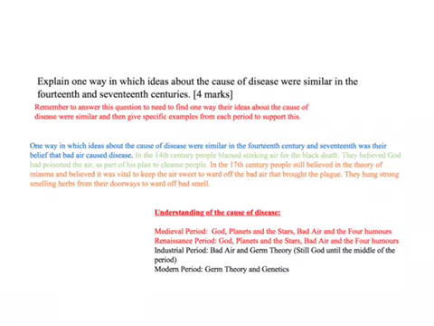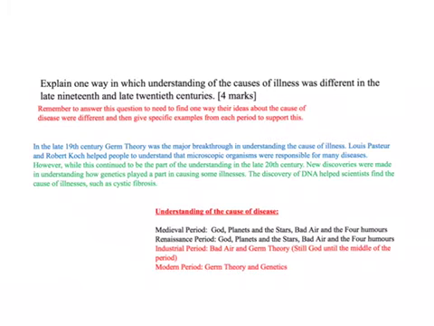This is an example of a comparison question that considers differences between two time periods. In this instance, it needs you to find a way that they are different and give specific examples. In this question, it wants you to explain one way in which understanding of the cause of illness was different in the late 19th and late 20th century.